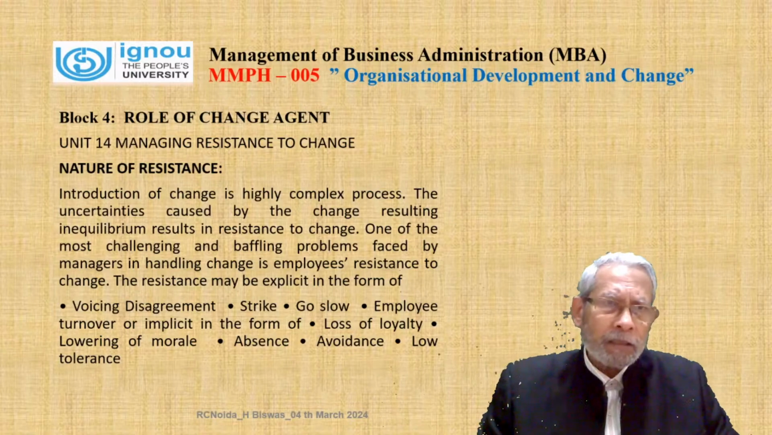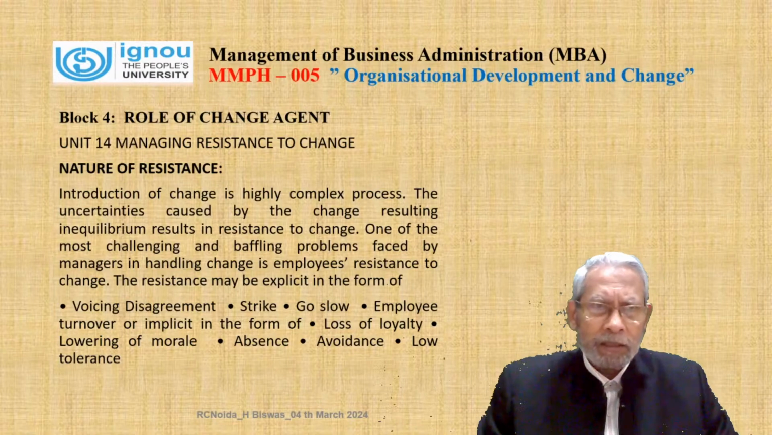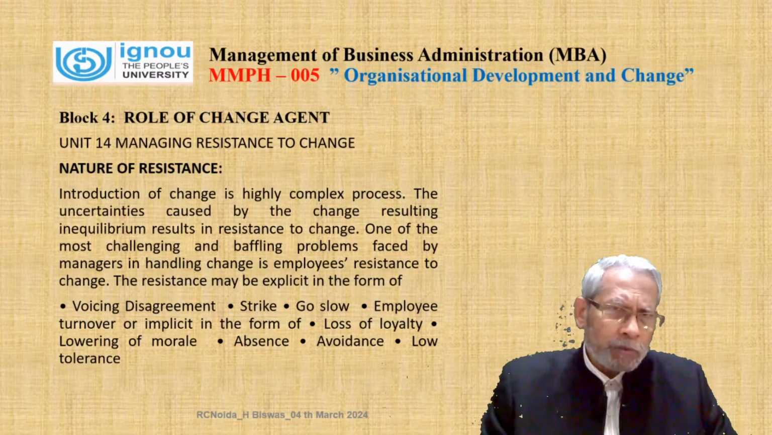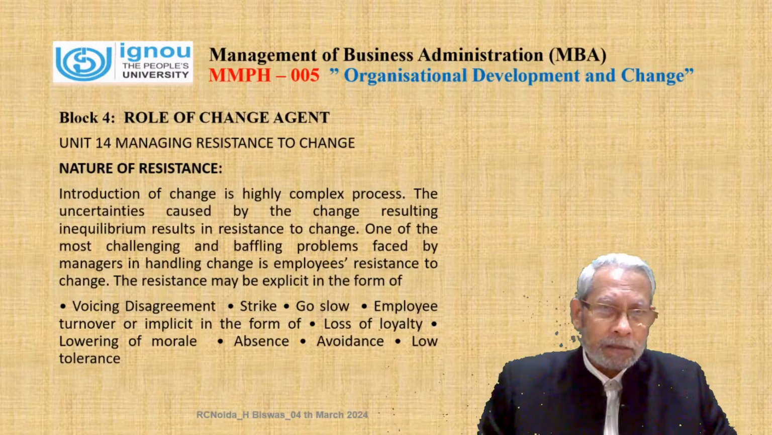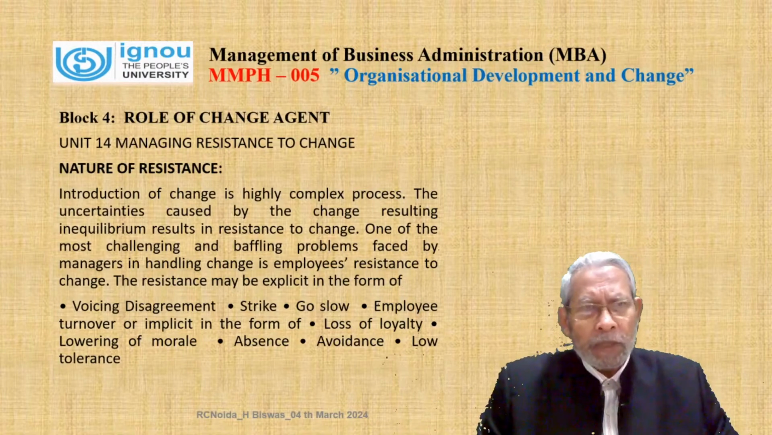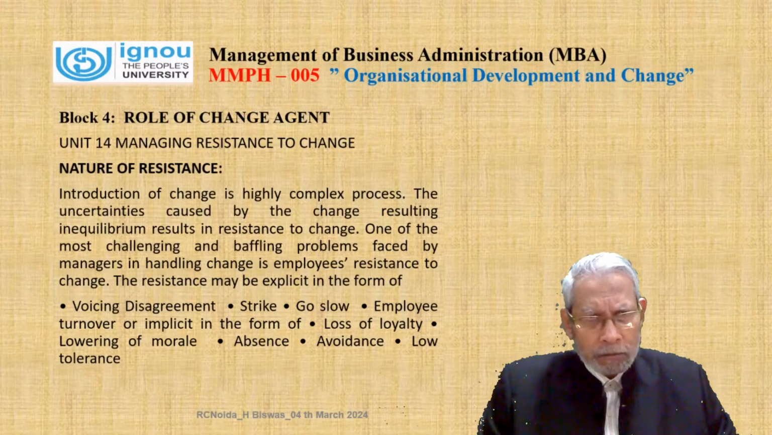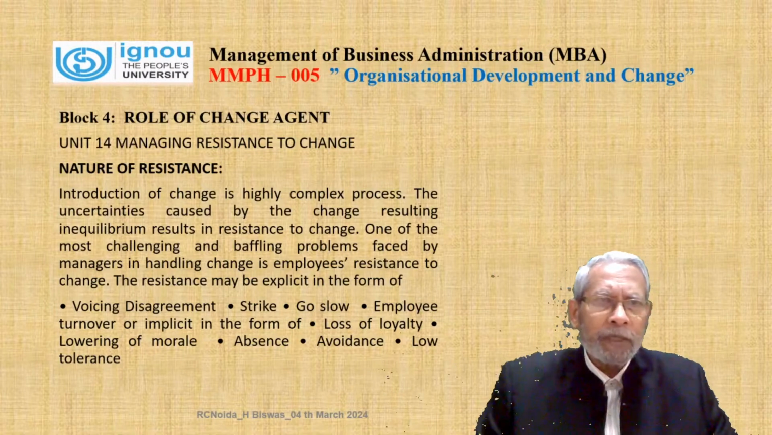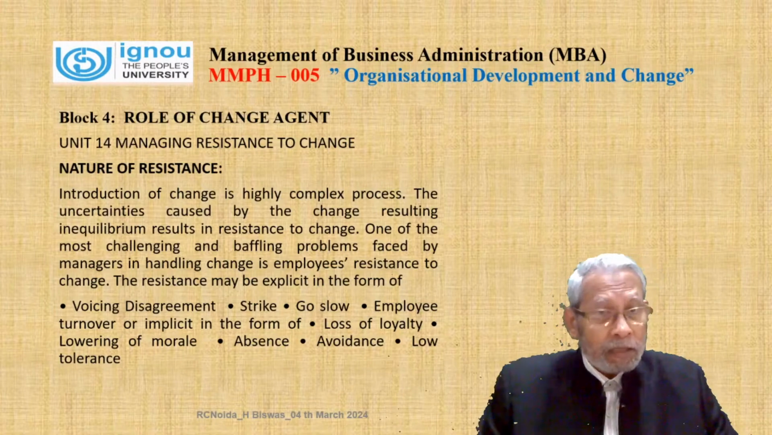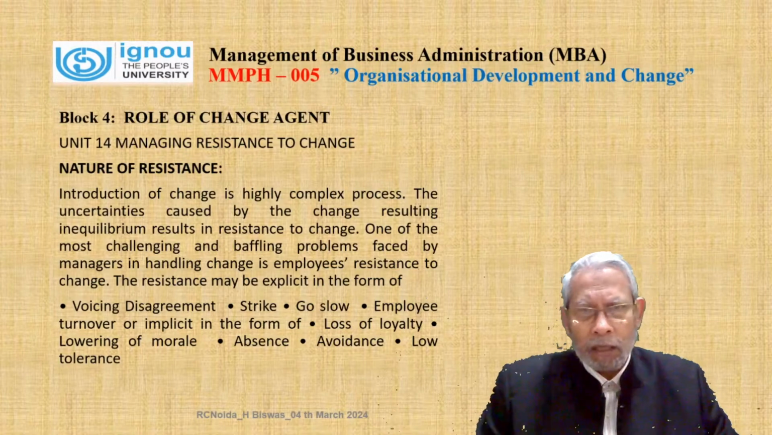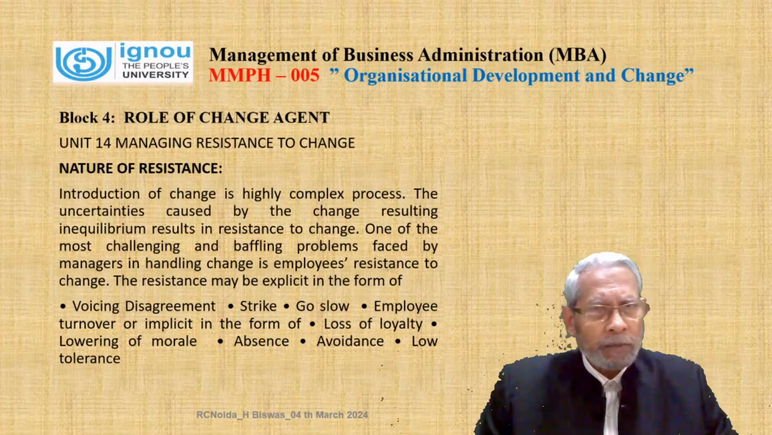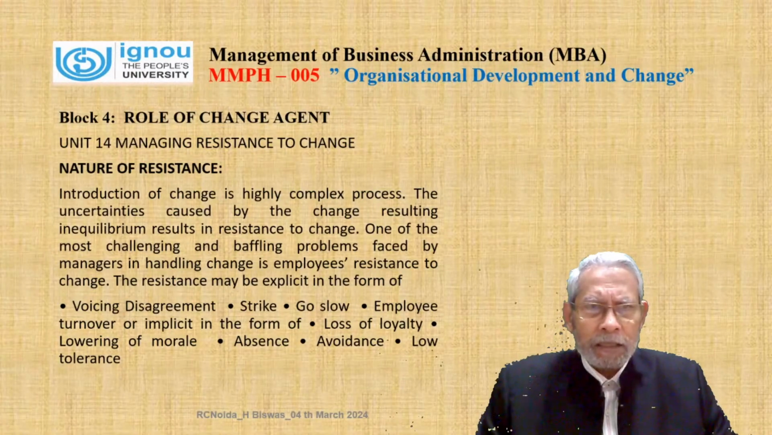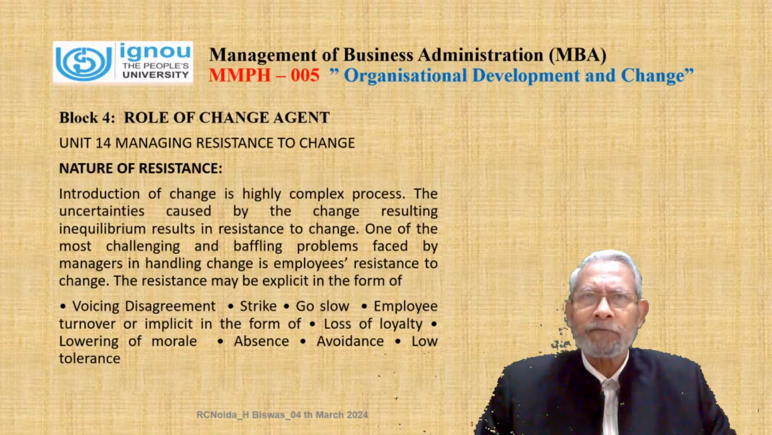So what type of natural phenomena, the natural resistance, for voicing disagreement? Because one of the things is disagreement: no, I do not agree with these things. It may be willingly, it may be unwillingly, it may be from not having knowledge about it. So initially some disagreement may come, may or may not. Strikes also happen because of the understanding between the unions and the management. Sometimes it creates some differences.